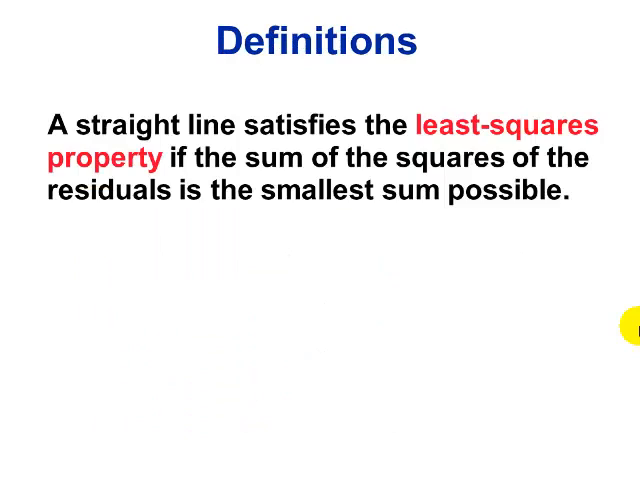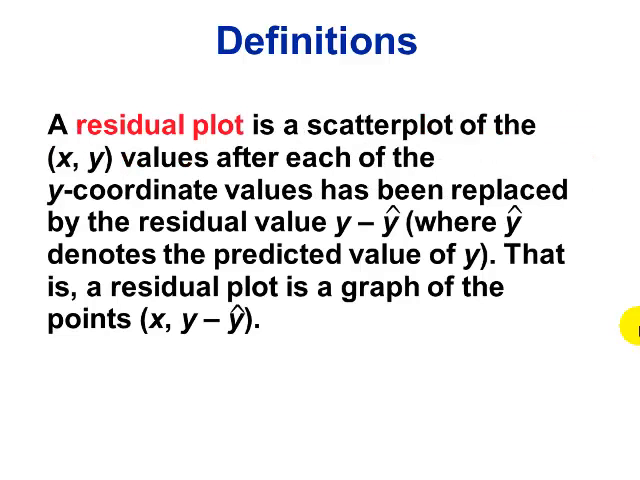Now, a straight line satisfies the least squares property if the sum of the squares of the residuals is the smallest sum possible. So that's what we're going for. A residual plot is a scatter plot of the xy values after each of their y coordinate values has been replaced by the residual value. In other words, we're plotting the x values with the residual values.